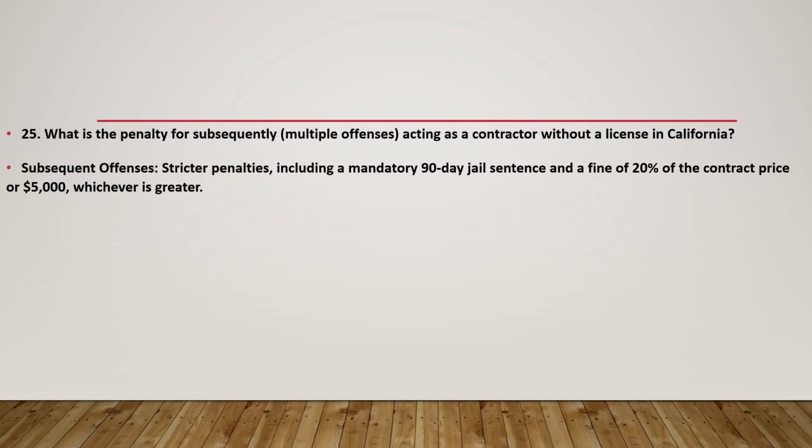25. What is the penalty for subsequent multiple offenses acting as a contractor without a license in California? Subsequent offenses: stricter penalties, including a mandatory 90-day jail sentence and a fine of 20% of the contract price, or $5,000, whichever is greater.